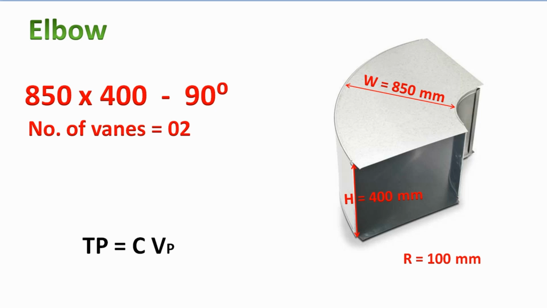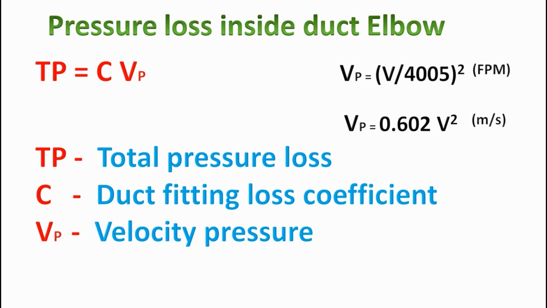In this video, we'll do a sample calculation to calculate the pressure drop inside a rectangular duct elbow. To calculate the pressure drop inside a rectangular duct elbow, we use this formula: Tp equal to C into Vp. Tp is the total pressure drop inside the elbow, C is the duct fitting loss coefficient, which we will find from the ASHRAE table, and Vp, the velocity pressure, we can calculate by this formula.